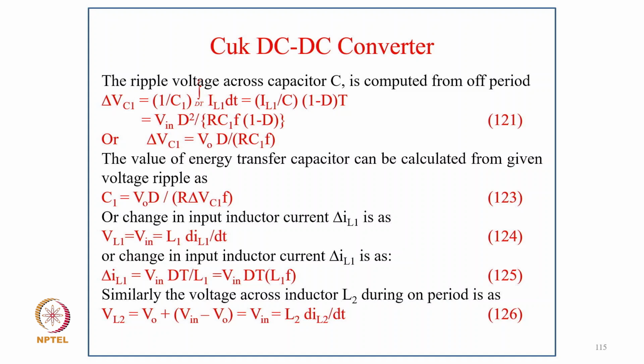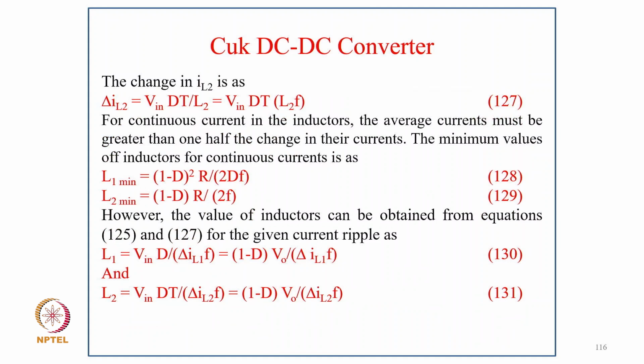The change in inductor current: VL1 equal to Vin equal to L di upon dt, so the change in input inductor current delta IL1 equal to Vin dT upon L1, and that is equal to Vin D divided by L1 f. Similarly, the voltage across inductor L2 during the on period is VL2 equal to Vo plus Vin minus Vo, or equal to Vin, and that is L2 di upon dt. So the rate of change in IL2 is delta IL2 equal to Vin dT by L2, or Vin D upon L2 f.